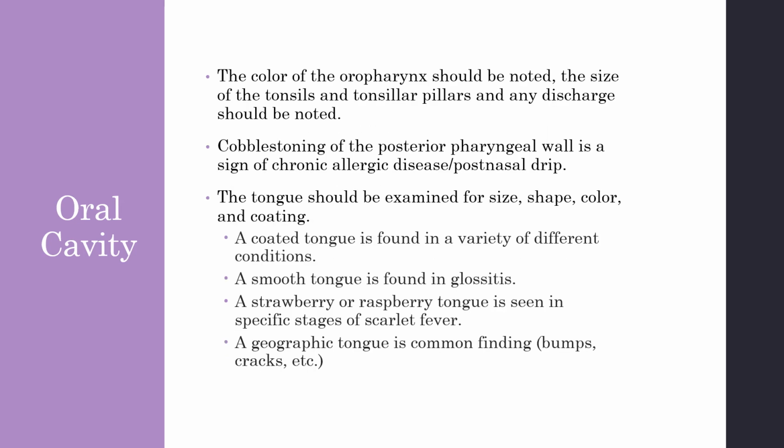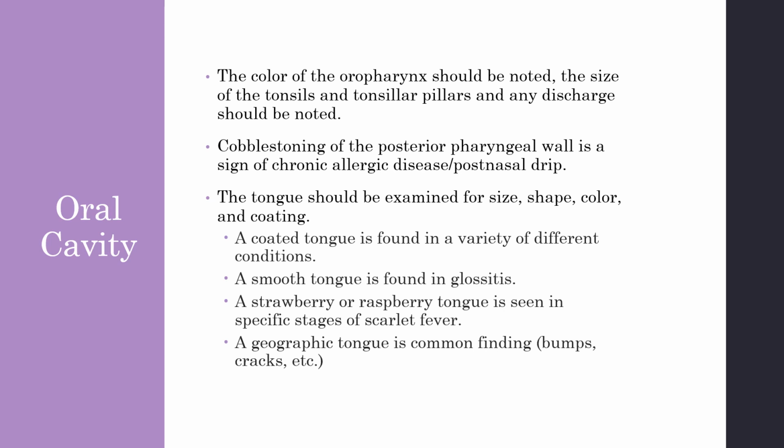When we look in the mouth, we're going to look at the tongue for the size, the shape, the color, what it kind of looks like. I've got some pictures on another slide to walk you through that. But you could have a coated tongue, which can be a variety of different things. Could be dehydration, yeast infection. A smooth tongue might be caused by some kind of allergy, dry mouth. Maybe the child's burnt their tongue on something hot.